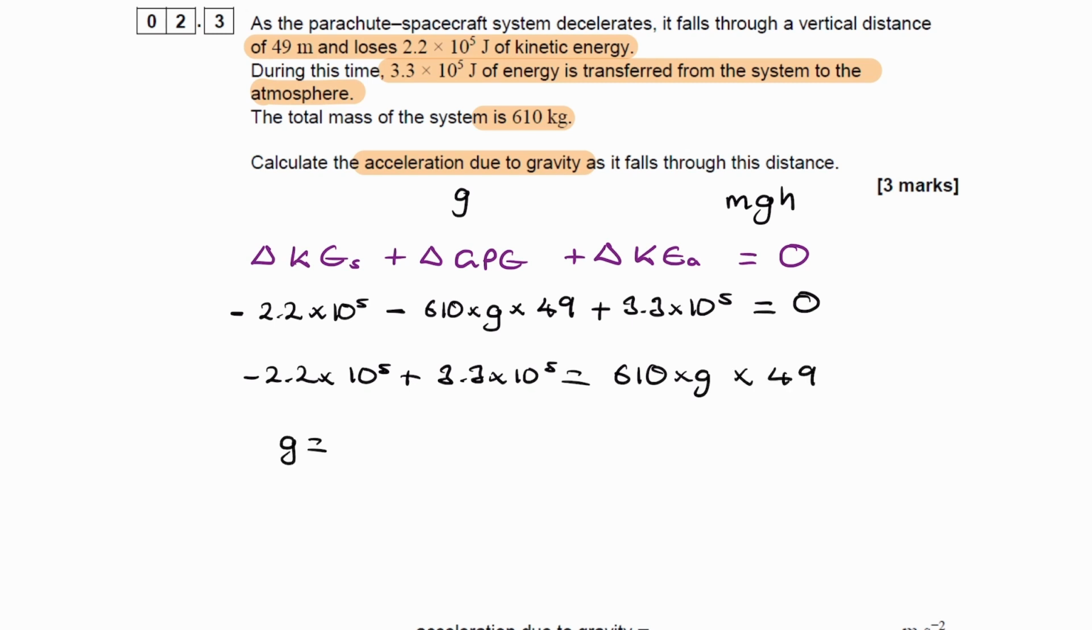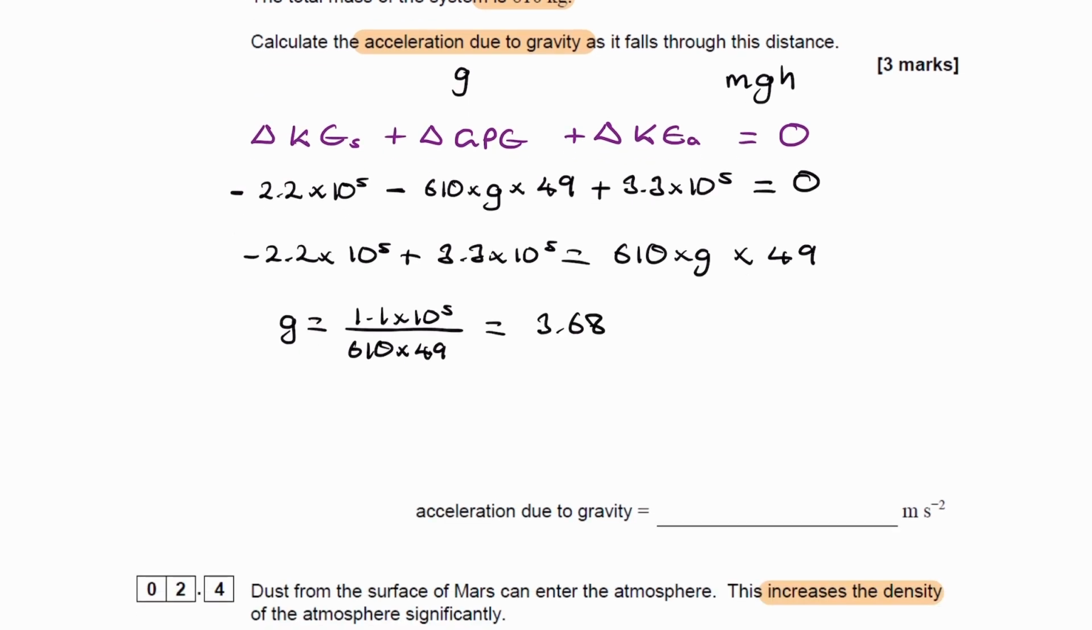Rearrange this for g. Left hand side, this bit here is 1.1 times 10 to the 5. Divide that by the 610 times the 49. And this gives us 3.68, or about 3.7 meters per second squared.